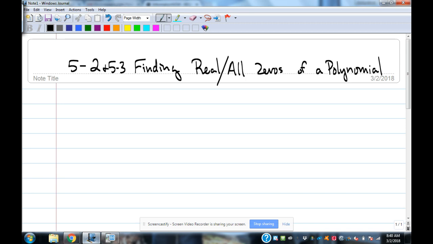So we're going to be finding the real zeros, and then we're going to build into finding all of the zeros of a higher degree polynomial.